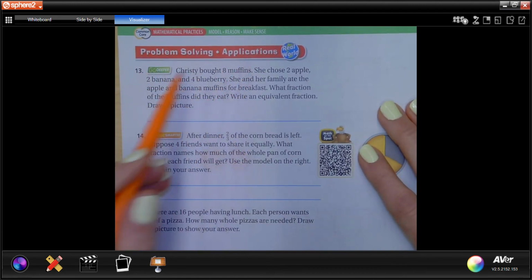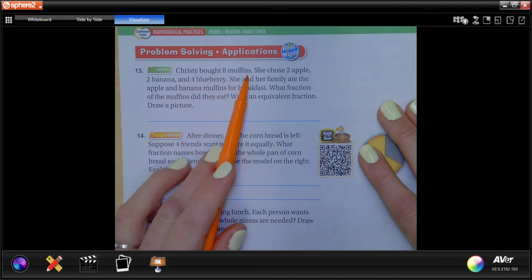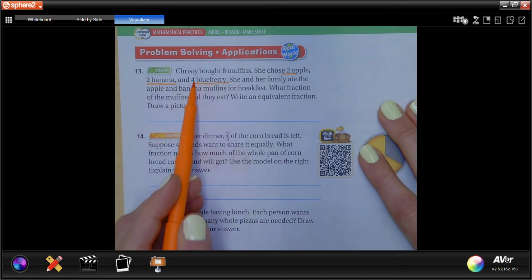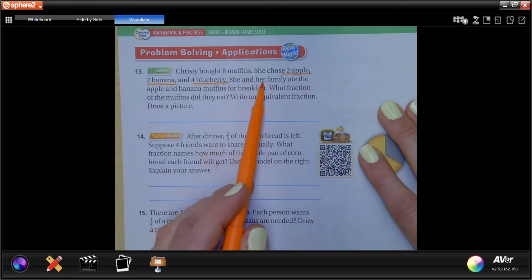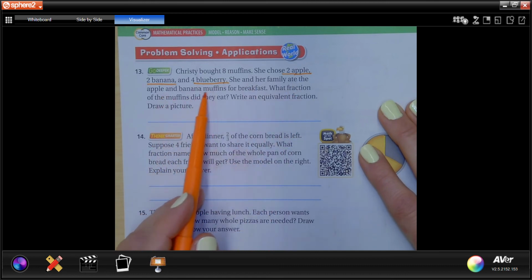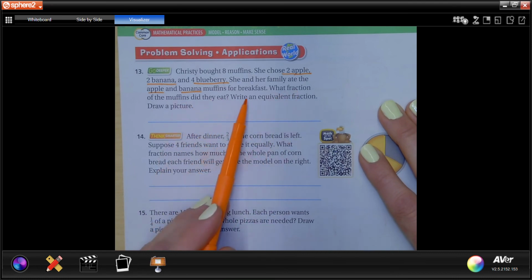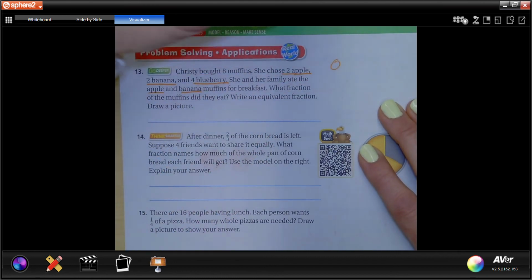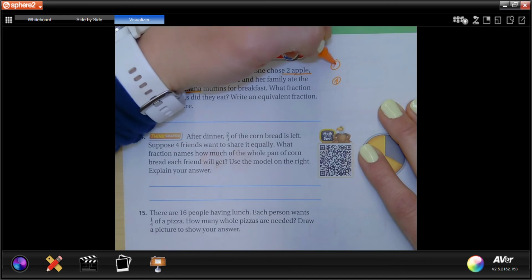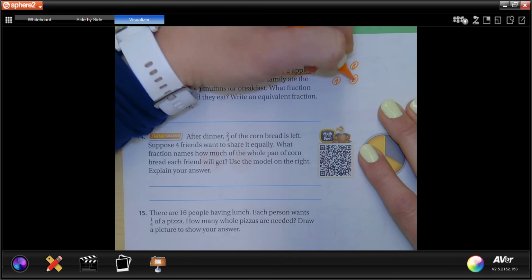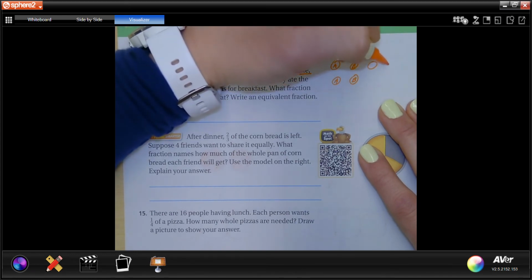Problem solving applications. Number 13. Christy bought 8 muffins. She chose 2 apple, 2 banana, and 4 blueberry. She and her family ate the apple and banana muffins for breakfast. What fraction of the muffins did they eat? Write an equivalent fraction and draw a picture. Okay, well, she had 2 apple, 2 banana, and 4 blueberry. 1, 2, 3, 4 blueberry.